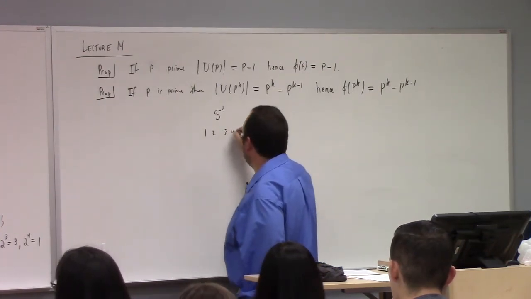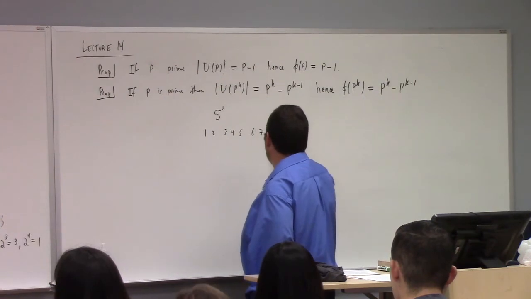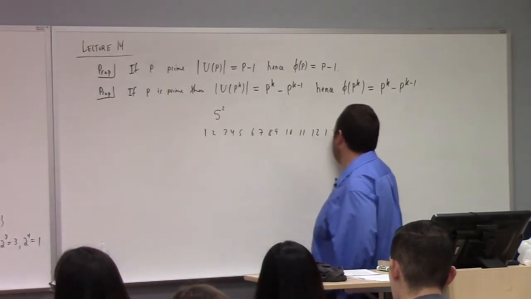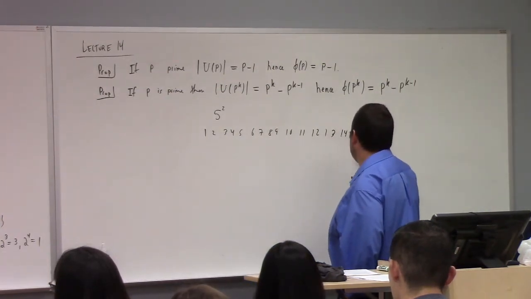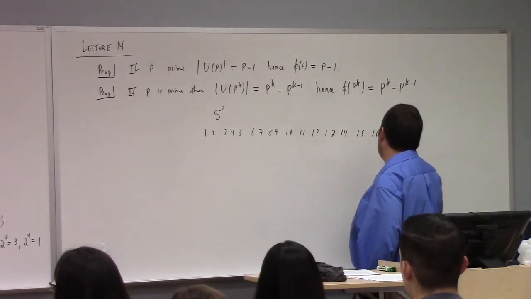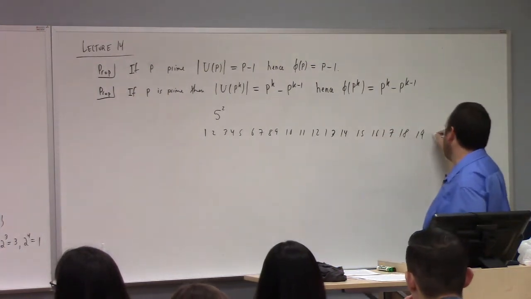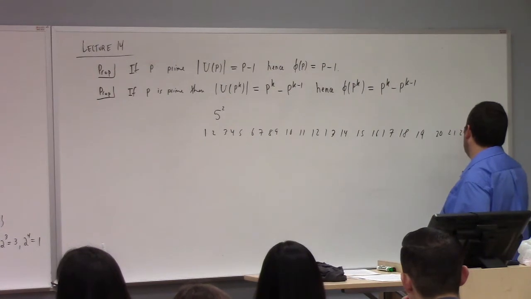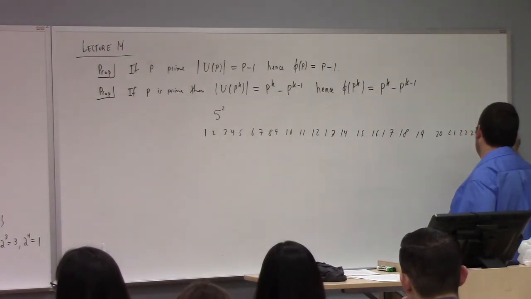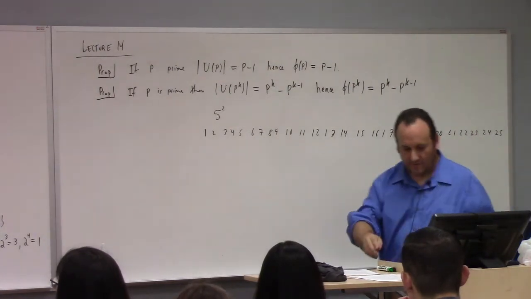1, 2, 3, 4, 5, 6, 7, 8, 9, 10, 11, 12, 13, 14. Why did I do this? 16, 17, 18, 19, 20, 21, 22, 23, 24, 25. Obviously, I need to put some divisions in there, otherwise you can't read it.